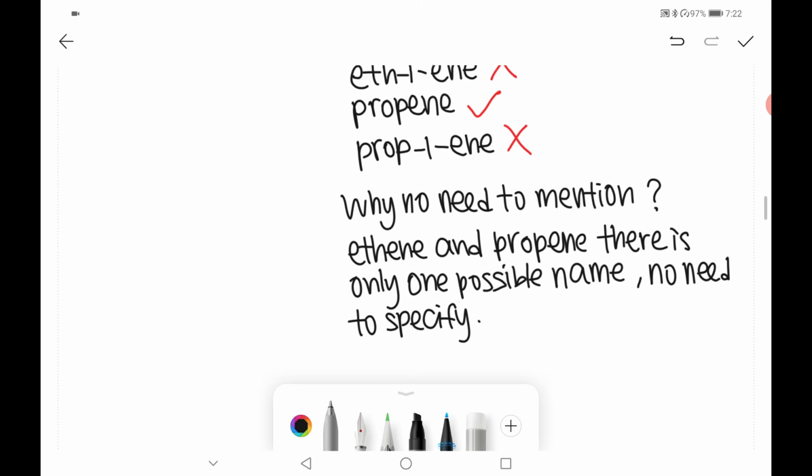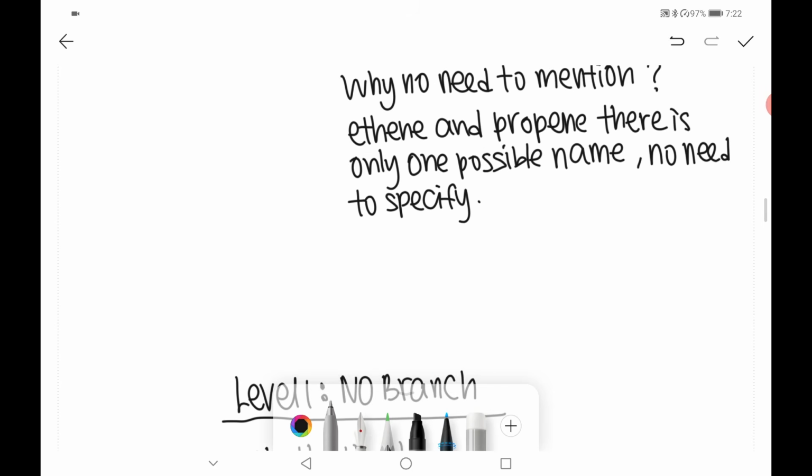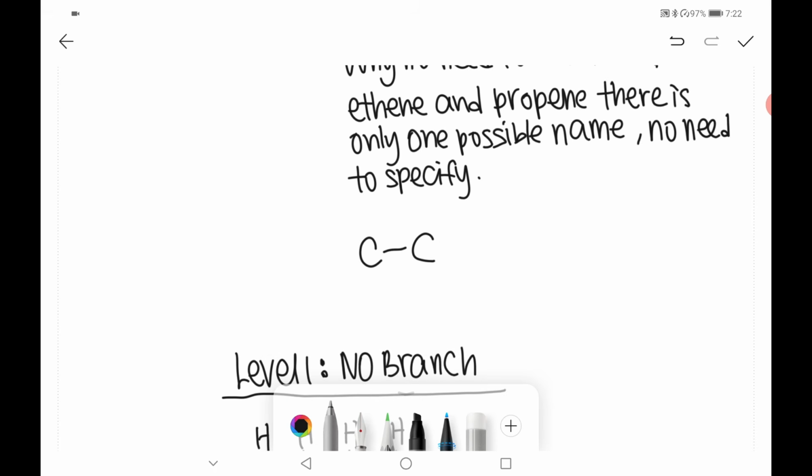So what do I mean here? Let me show you something. If you have ethene, 2 carbon, so a 2 carbon alkene, you can only put the double bond here. You cannot put the double bond here or here. When you have 2 carbon, the double bond must be here. Then every carbon has 4 bonds and you put hydrogen. If you try to name this substance, 2 carbon is called eth, double bond is called ene.